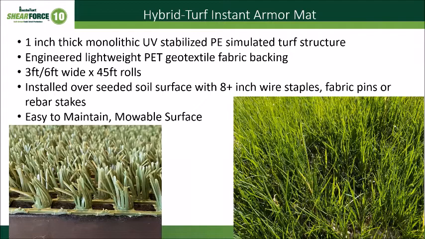So the Shear Force 10 mat, the hybrid turf instant armor mat, gives you some idea of how the product looks and how it's constructed. It's made of a UV stabilized polyethylene simulated turf structure, about an inch thick. And on the back or bottom side of that turf is a very lightweight polyester geotextile.